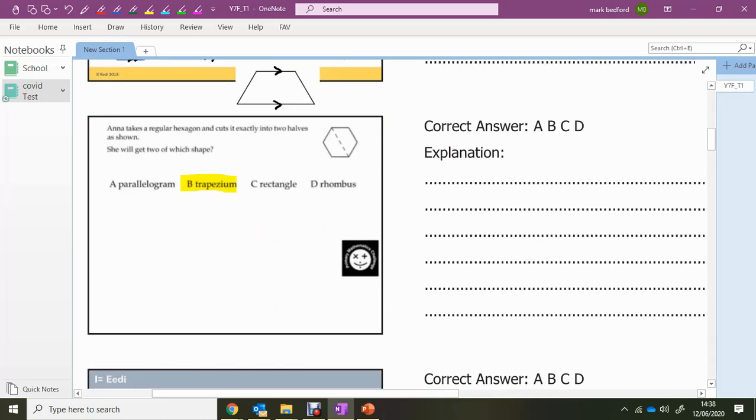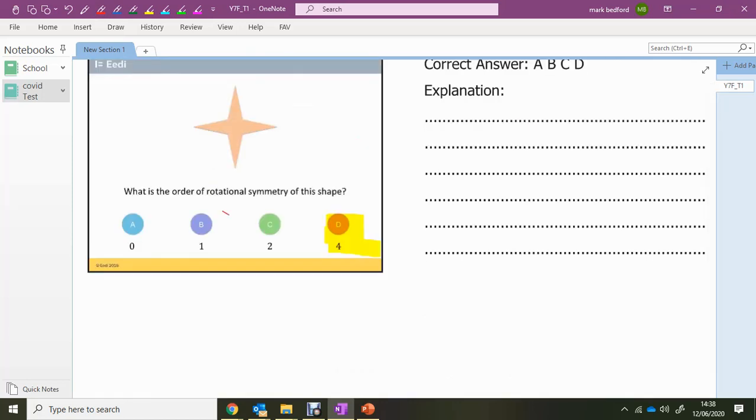The next question, we're asked if we take a hexagon and we split it in the middle, like that, we're left with two shapes. We've got this shape in black, we've got this shape in red. Both of those are trapeziums. On the next question, we're asked about rotational symmetry.